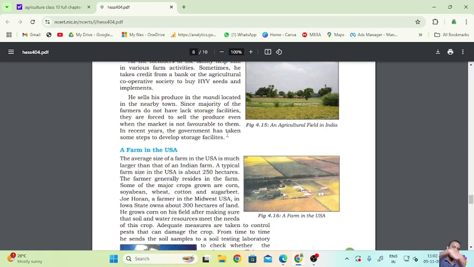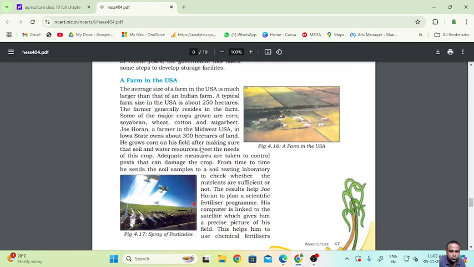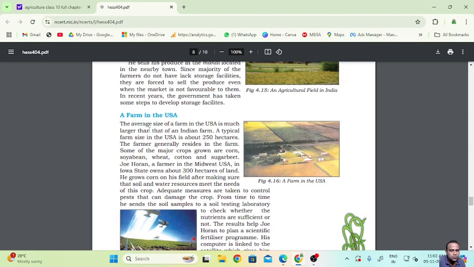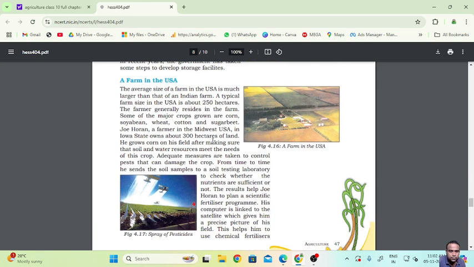Now let's see how the farmers in USA do their agriculture. That is a developed country. The average size of a farm in USA is much larger than that of an Indian farm. A typical farm size in USA is about 250 hectares. The farmer generally resides on the farm. Some of the major crops grown are corn, soybean, wheat, cotton and sugar beet.